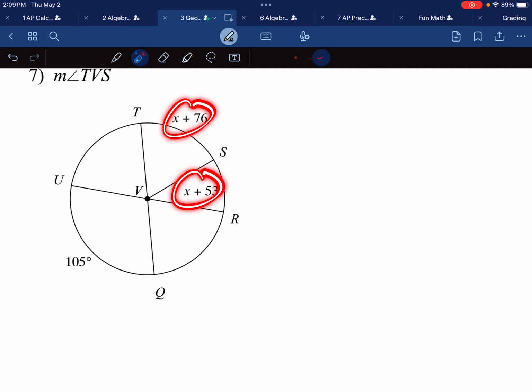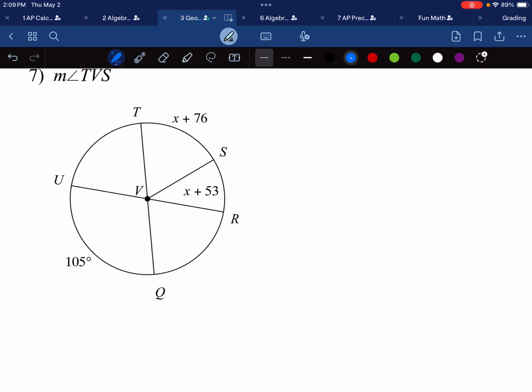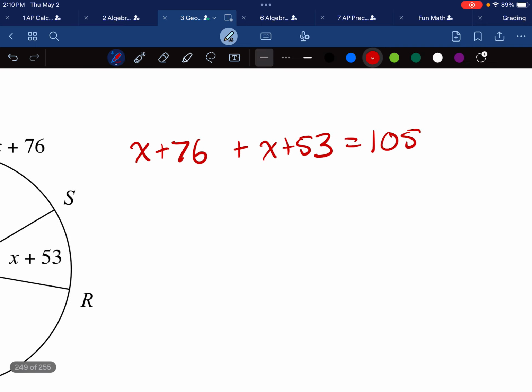Therefore, this length and this length, or I guess these are angles. These angles add up to that angle, just because those are both diameters. So you can say that x plus 76, that's one angle, plus x plus 53. Those two angles are the same thing. If I add these two, that's the same thing as this one, which is 105. All right, we've built our equation, which I think was the hardest part of the problem, and then we just used simple algebra to solve.